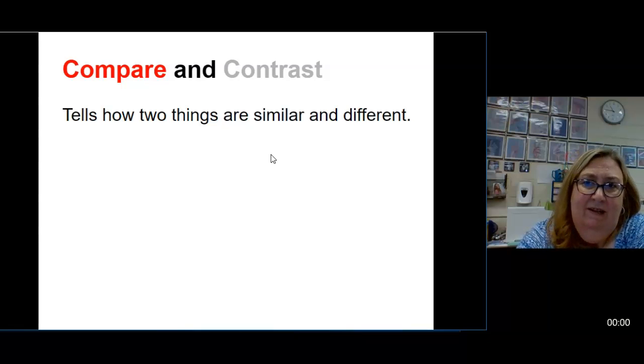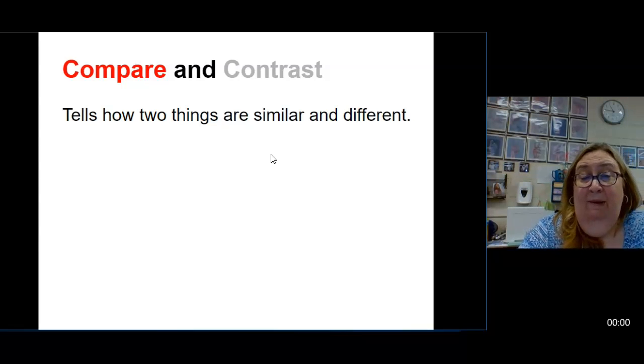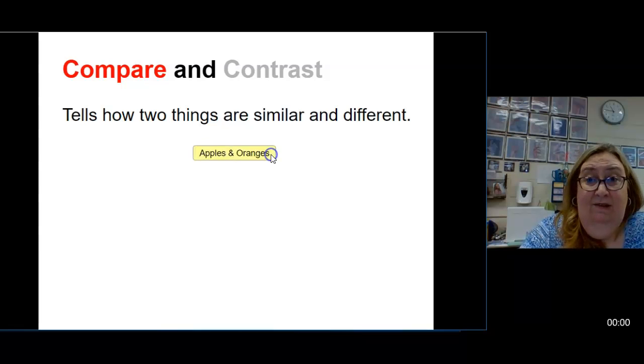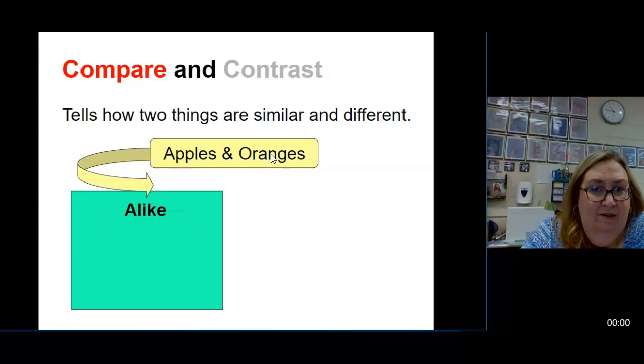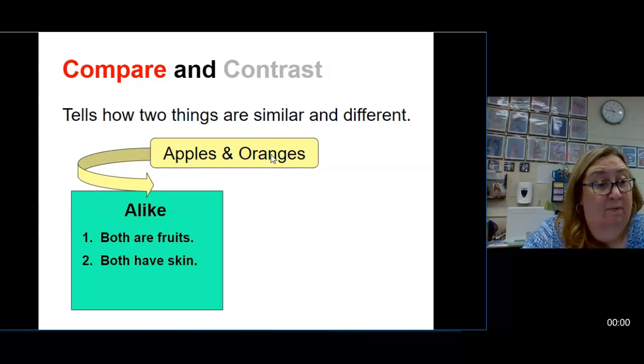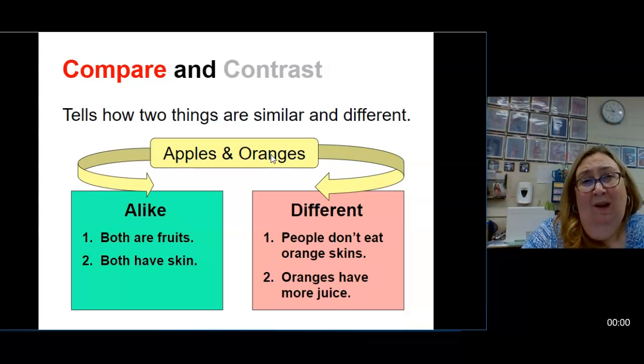Then we talked about compare and contrast. Oh, we might have done that the other way around. We talked about how 2 things are similar. That's how we compare them. And we talked about how 2 things can be different. That's when we contrasted them. And to show that, we did a Venn diagram or a double bubble where we were able to list their similarities and their differences. So we did apples and bananas last time. Let's look at, or oranges and bananas, excuse me. Now we're going to look at apples and oranges. So here's how they're like. They're both fruits. They both have skin. Here's how they're different. You don't eat orange skins, but you can eat, and most people do eat apple skins. And oranges have way more juice. It takes way more apples to make a cup of apple juice than it does oranges to make a cup of orange juice.